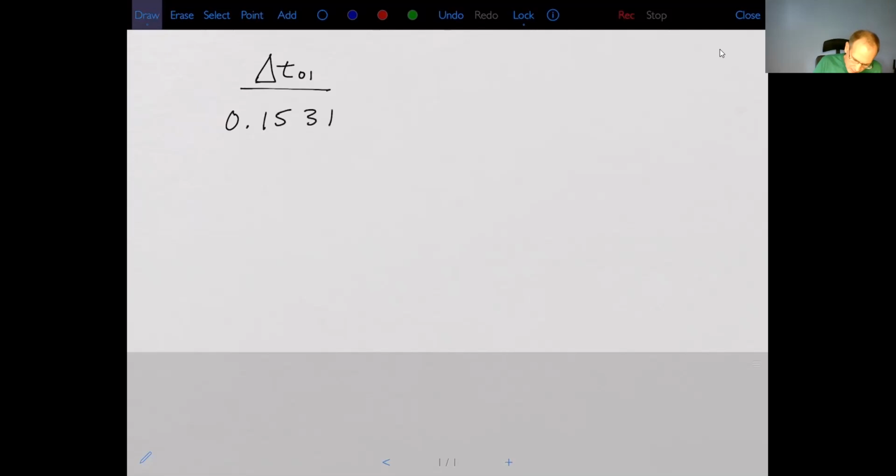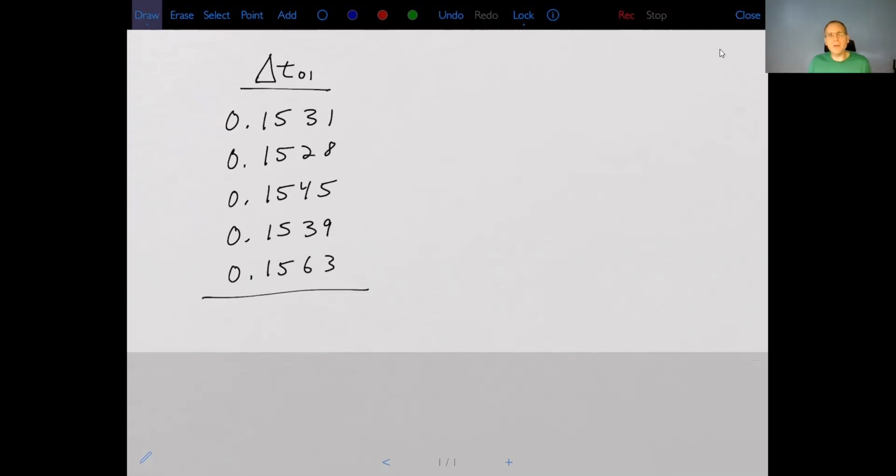0.1531, 0.1528, 0.1545, 0.1539, 0.1563. Okay, and I want to compute the percent experimental accuracy of delta T01.